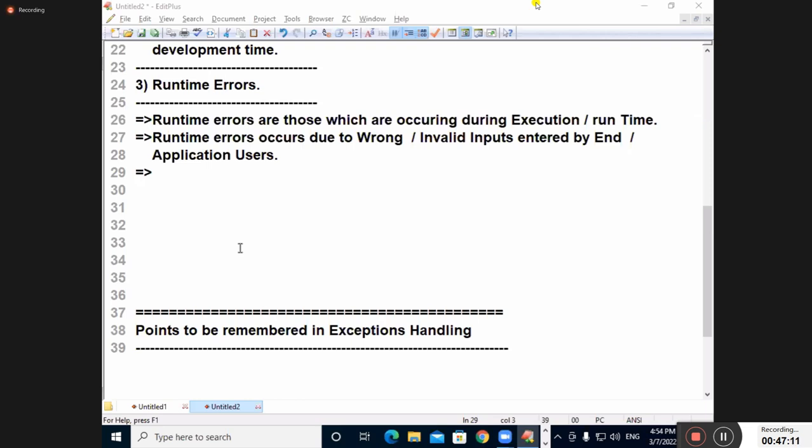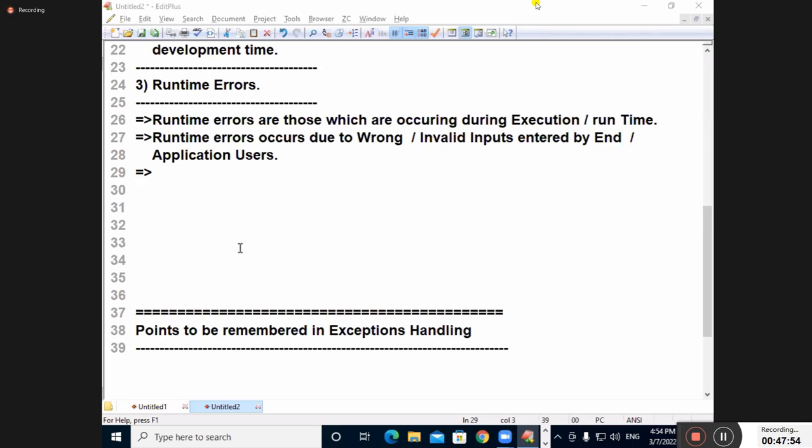Take Gmail. Whenever you enter a wrong username or password, what is it giving? Invalid username and invalid password, try again. What are those messages called? User-friendly error messages. Who will give those user-friendly error messages? My project has to give the user-friendly error messages. When do I have to give them? When the end user commits a mistake, when the end user enters a wrong input to my application, it is the responsibility of my application to give which messages? User-friendly error messages.